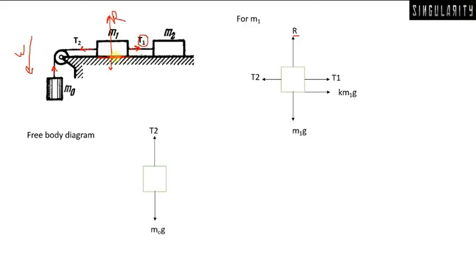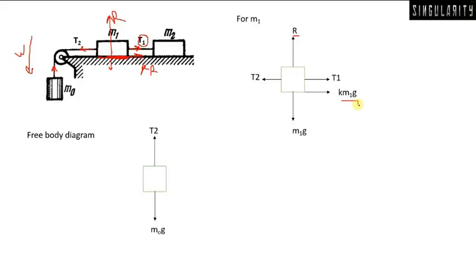And because of the finite friction between the surface and the mass M1, there is a frictional force acting on M1, equal to k times R. Here k is the coefficient of friction between the surface and the mass. Since there is no motion in the vertical direction, R will be equal to M1g. So the frictional force acting on mass M1 equals k M1g.